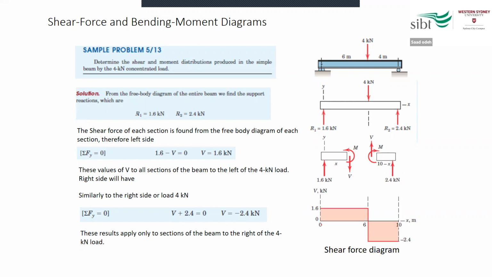Now, if I do the diagram here, you can see starting from 1.6 along the beam until I reach the 4 kilonewton, and it will be the same 1.6 at this point, but then suddenly it drops down because of the effect of this force 2.4, which is acting in an opposite direction, minus 2.4. So it's downward, and this 2.4 value remains constant until I reach the end of the beam.